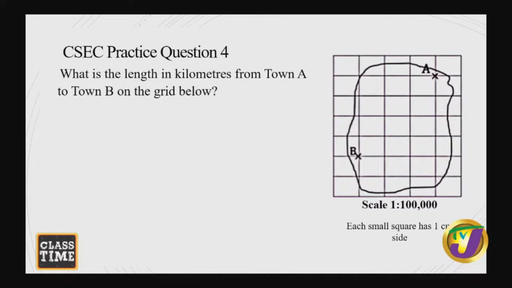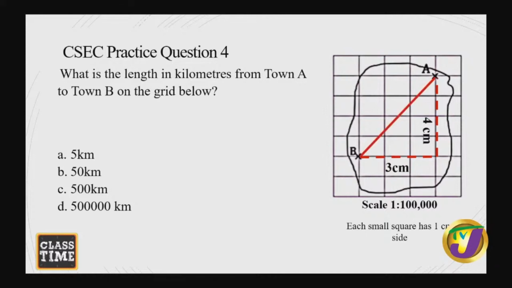Now, it's multiple choice. They ask us, is the answer A, 5 kilometers, B, 50 kilometers, C, 500 kilometers, or D, 500,000 kilometers? We have done this before in one of the questions before. We have identified 4 centimeters for one side. We've created our right angle triangle. We're going to use Pythagoras' theorem to help us. So we have 4 squared added to 3 squared.